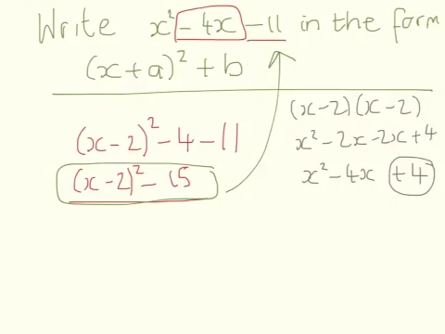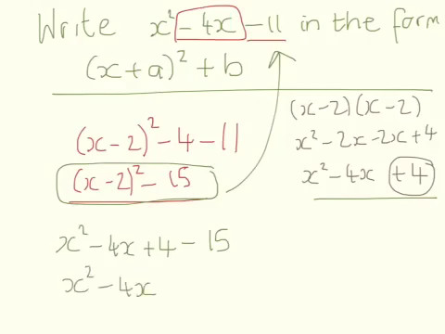So if we multiply that out, we know we're going to get x squared minus 4x plus 4, because that's what we did over here. And then we've also got minus 15 on the end. So if we simplify it now, x squared minus 4x, and then 4 take away 15 is minus 11, which gets us back to the beginning again. So it's definitely right. So completing the square is just another way of factorising something that doesn't factorise nicely. You can cheat and put a little bit extra number on the end to make it work out nicely for you.